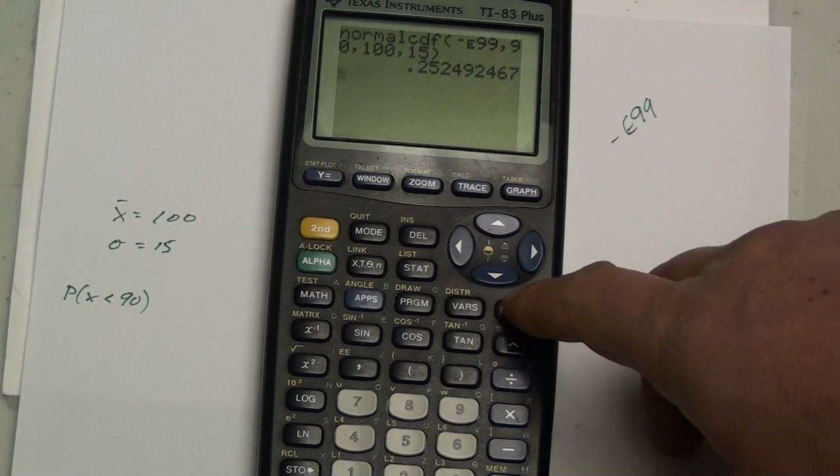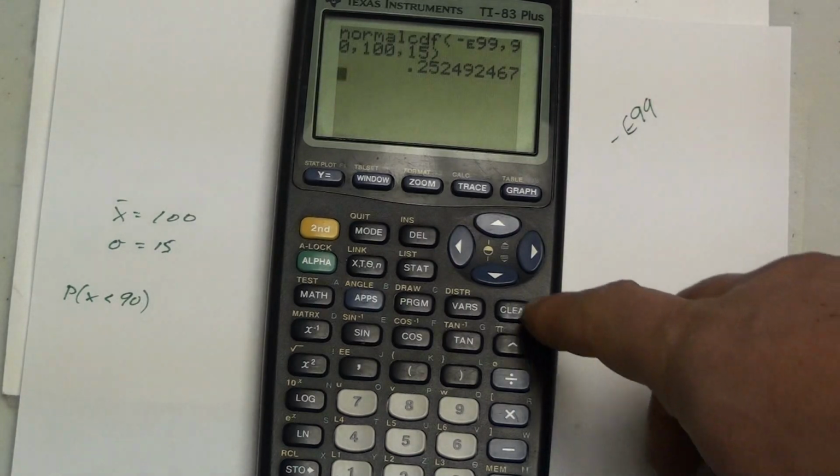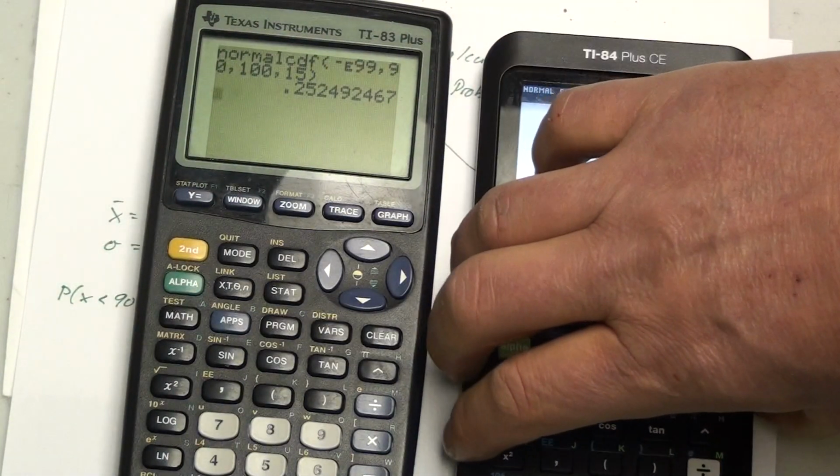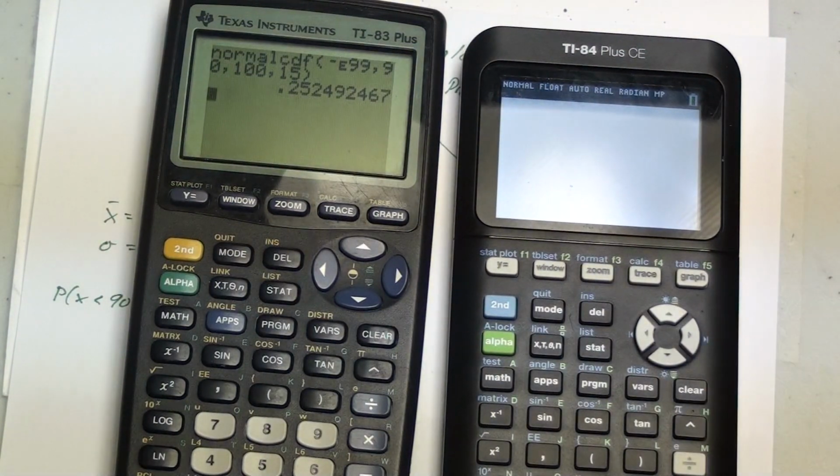Okay, so this is a short little lesson on how to use graphing calculators, either the TI-83 or the TI-84, to find normal probability.